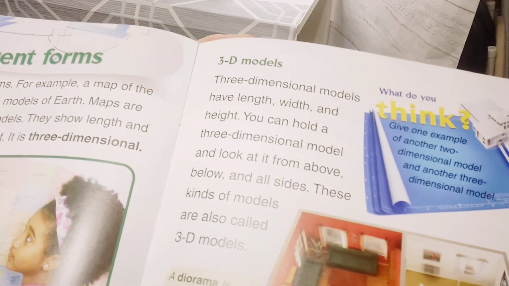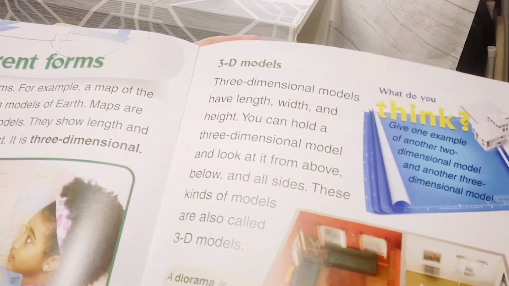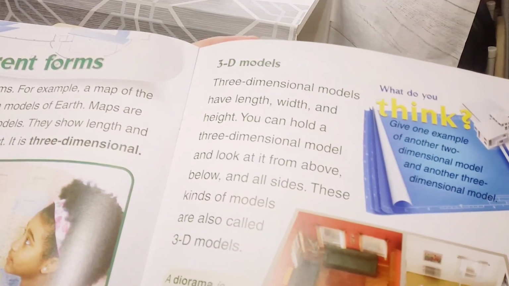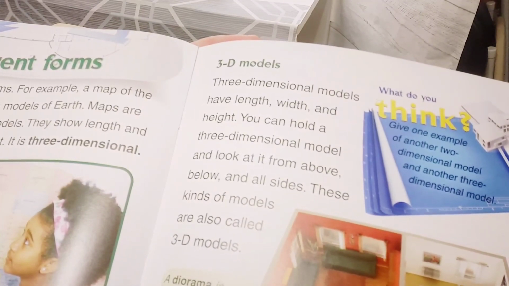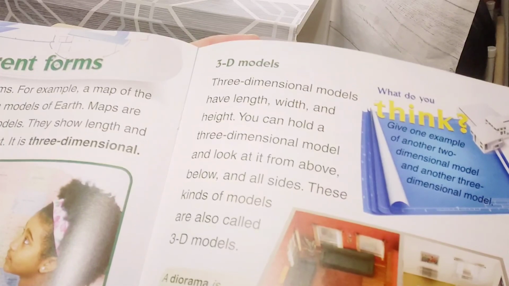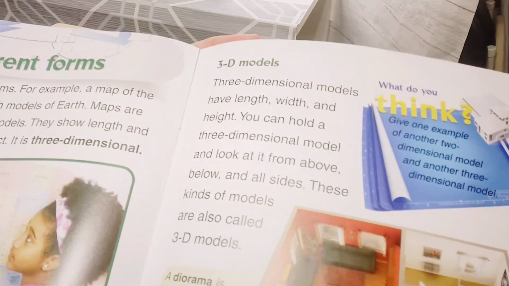3D models. Three-dimensional models have length, width, and height. You can hold a three-dimensional model and look at it from above, below, and all sides. These kinds of models are also called 3D models.